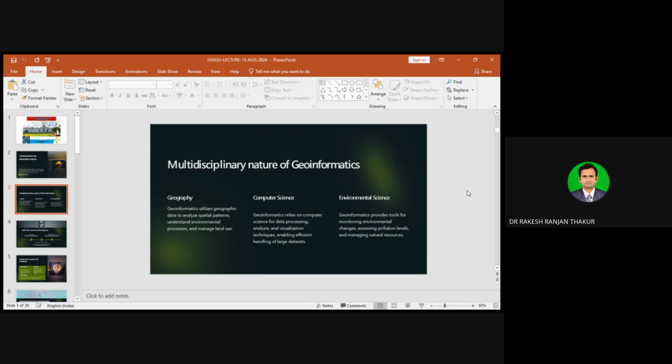What do you mean by spatial patterns? Suppose there is a region where a hilly terrain is there, then a slope is there, whether it is a steep slope, or it may be a very even slope, or it is flat one. So all these types of terrain features can be processed.